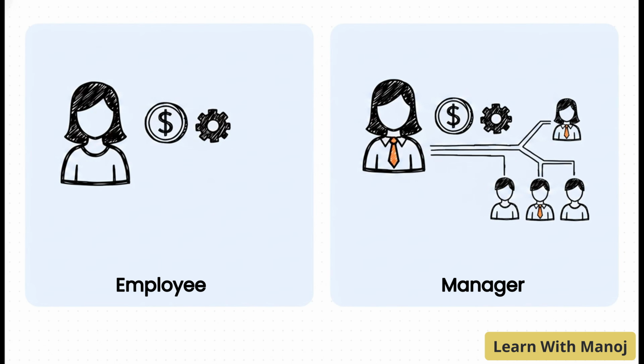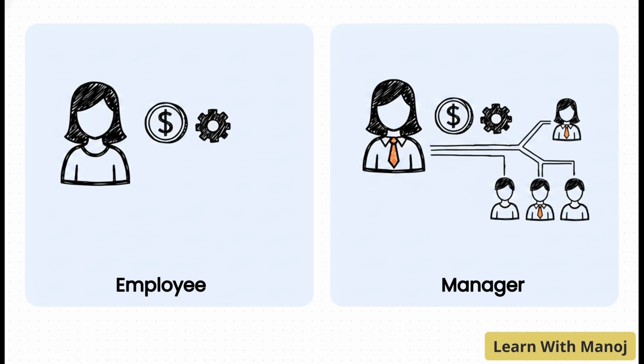Now let's look at a really interesting comparison. Think about an individual employee versus a manager. On the surface, a manager with 100 subordinates seems fundamentally different from an entry-level worker with 0 subordinates, right? But let's look a little bit closer at their core features. An individual employee has a salary, they have specific responsibilities, and they report to someone.